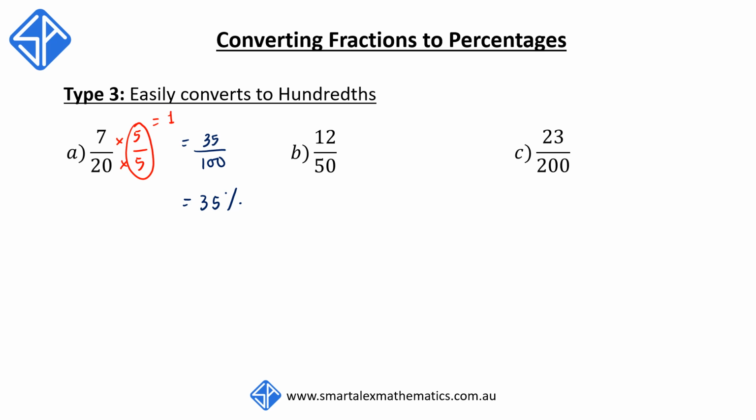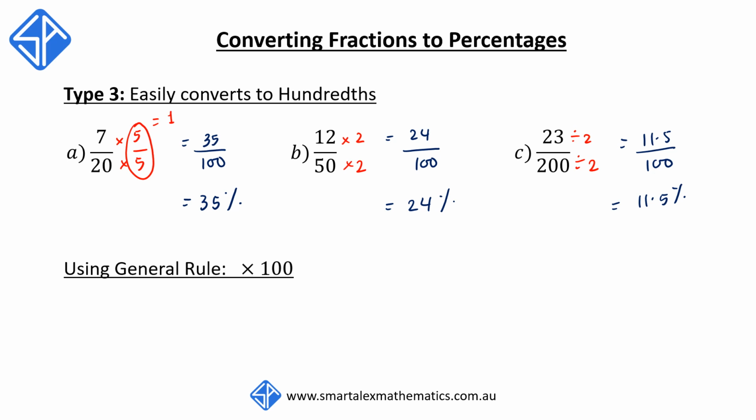So for B, we've got 12/50. We can multiply the top and the bottom by 2. This will give us 24 over 100. So 24 out of 100 is the same as saying that this is equal to 24%. So for C, 23 out of 200, this time we can divide the top and the bottom by 2. So we're going to get 11.5 out of 100, which is equal to 11.5%. Of course, if you're not comfortable with this, you can apply the general rule, which is multiplying the fraction by 100.